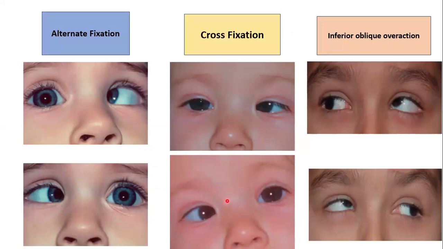Okay, cross fixation, that is when you are checking the extraocular motility. You will see that this eye is not moving when the patient is looking at the left gaze, and this eye is not moving when the child is looking at the right gaze. Okay?